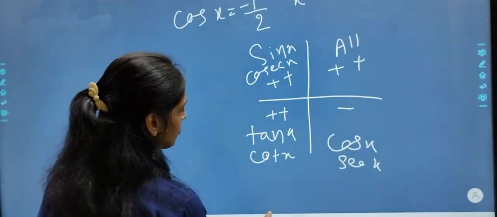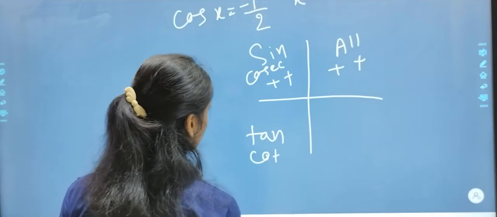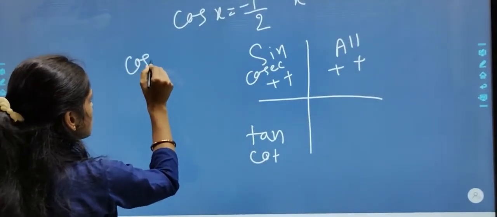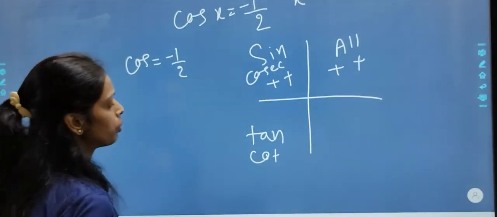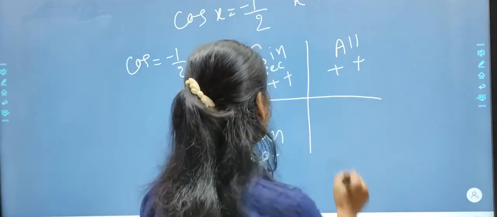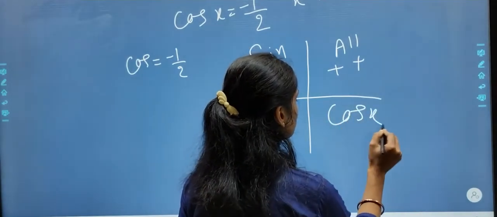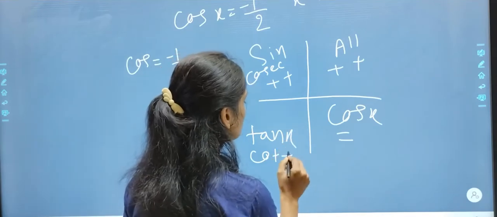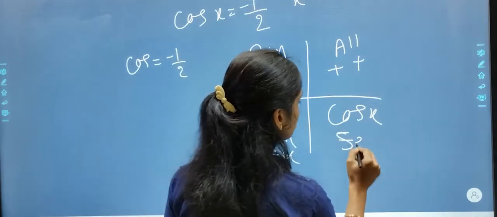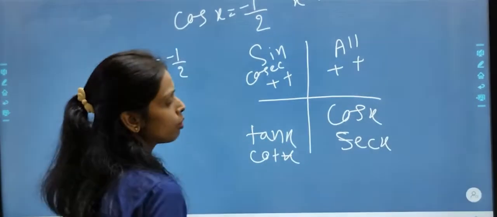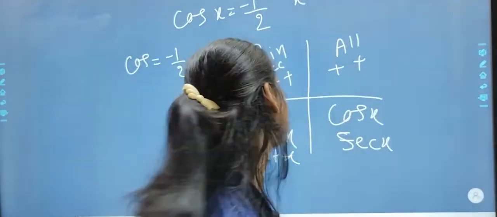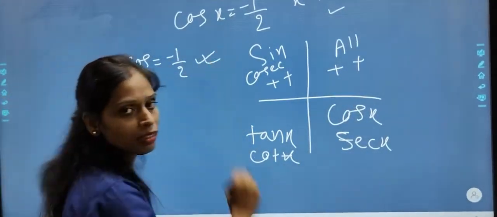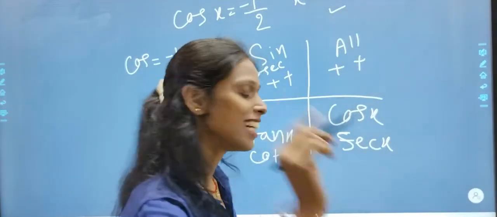Now, then you know very well that cos theta is equal to minus 1 by 2. Means what? Cos theta will be minus 1 by 2, and you know very well that cos theta in the fourth quadrant only is positive. Means in the second quadrant and third quadrant it will be negative. That's why it is a good question. Try to understand.